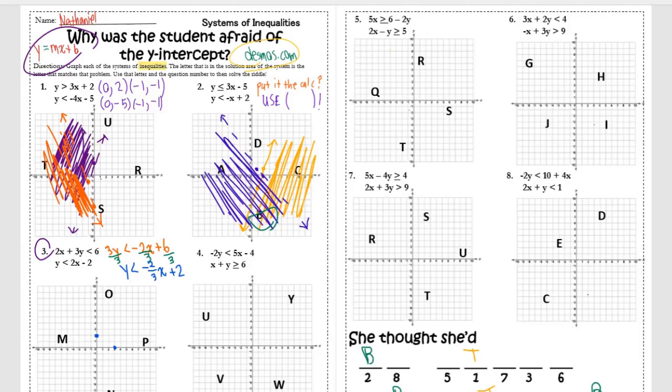It is y is less than, so we're going to have a dashed line. Since it's less than, we want y values that are less than 2. So less than 2, so 1, 0, -1, it's going to be in this direction.